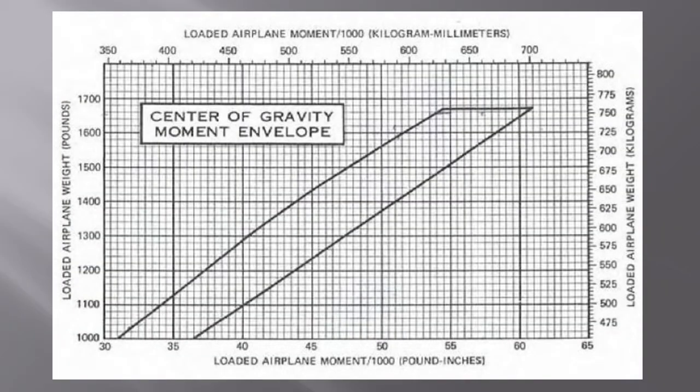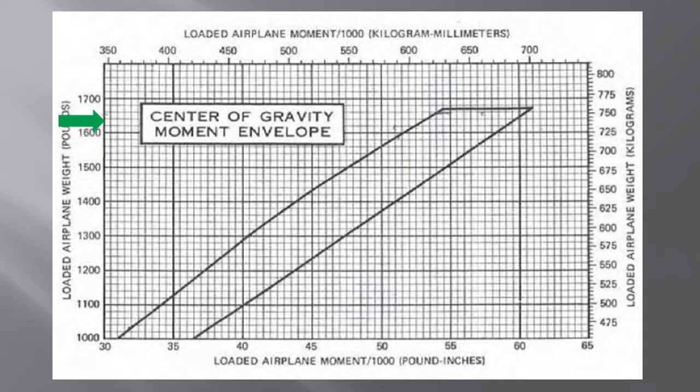Also located in the weight and balance section is a chart that shows the center of gravity moment envelope. First, we find our loaded airplane weight in the left side of the graph. Our weight is 1,635 pounds. Each line in the graph for the weight represents 20 pounds. Our weight is slightly below the second line above 1,600 pounds.